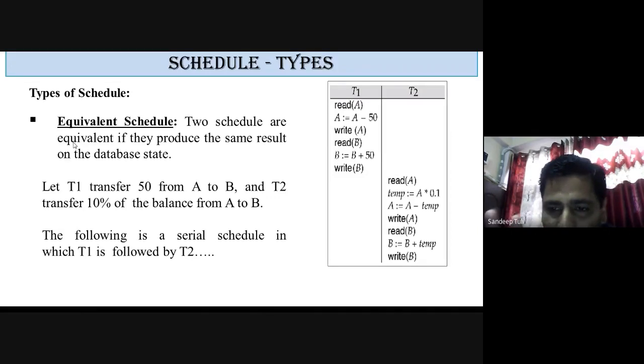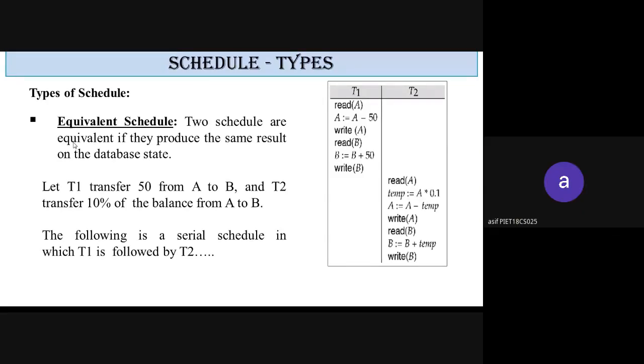Now, same results means, suppose in this table you will see transaction T1 has some kind of statements, and transaction T2 also has some kind of statements. Okay, so first of all tell me whether it is interleaving or non-interleaving.